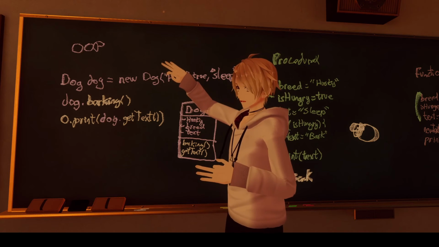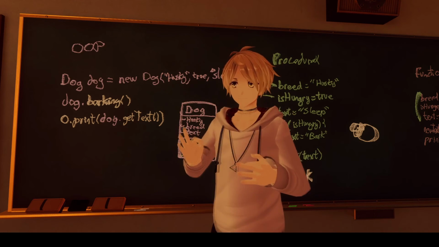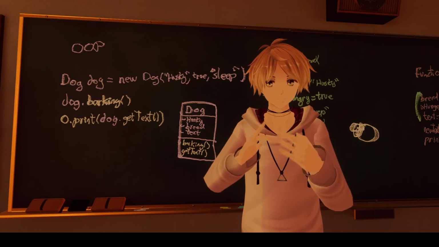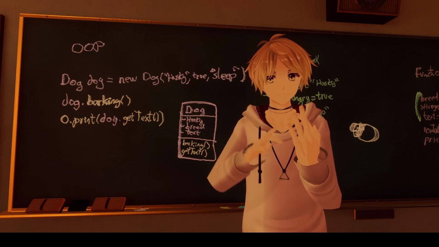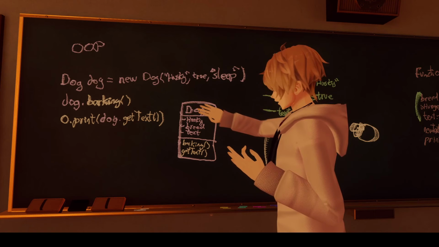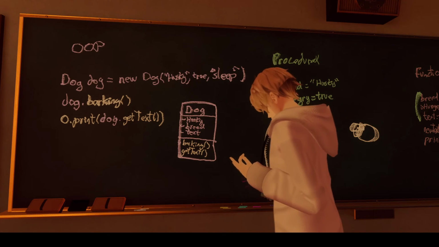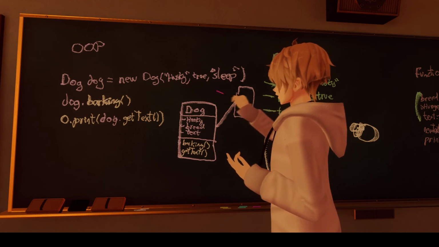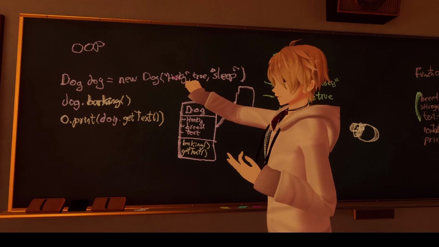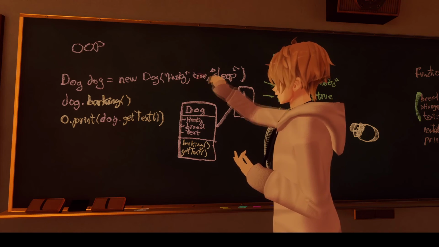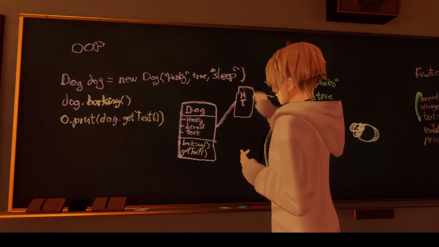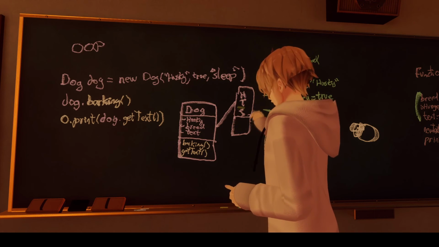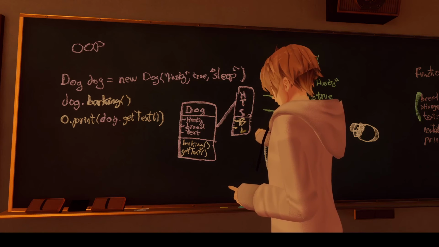Alright, so here we create the object using a class. What is a class? A class is simply a template that we use to create objects from that template. So this will be the dog class, and what this class can do is generate objects from here. So here we're generating this object, which will contain the data that we're giving it: husky, true, and sleep, and also all the behavior associated to this data, so barking and get text.